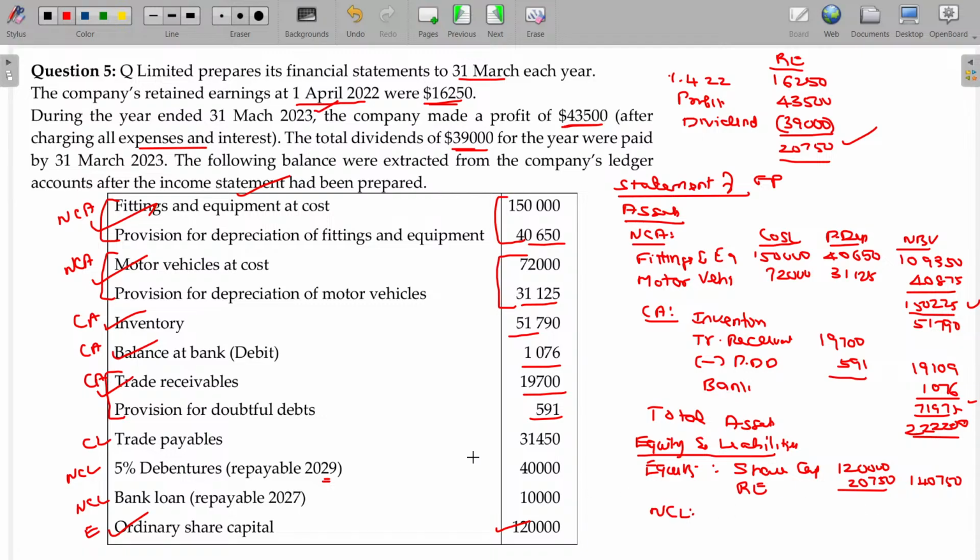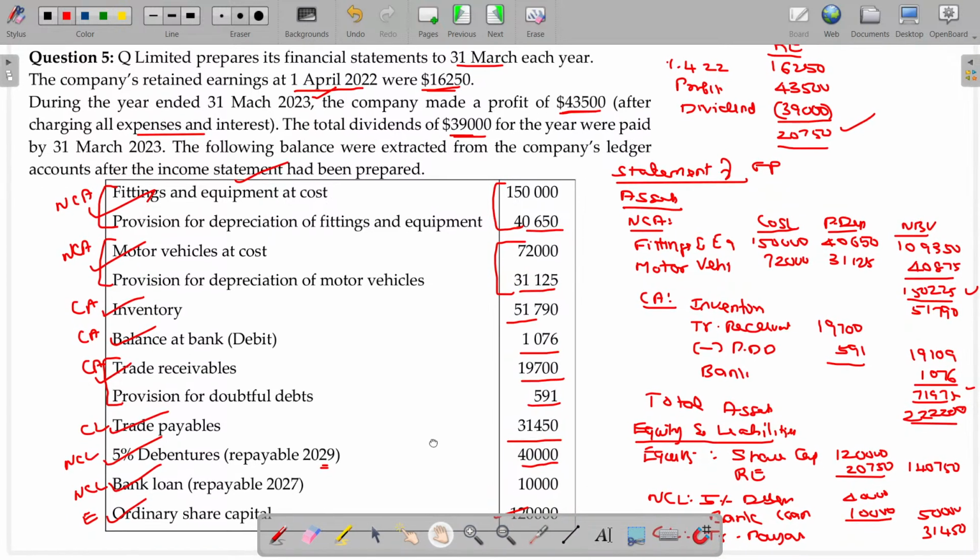Non-current liabilities, under that 5% debentures, 40,000. Bank loan 10,000. 50,000 will be non-current liabilities. Finally, leftover item being the current liabilities, trade payables. The value for this being 31,450.